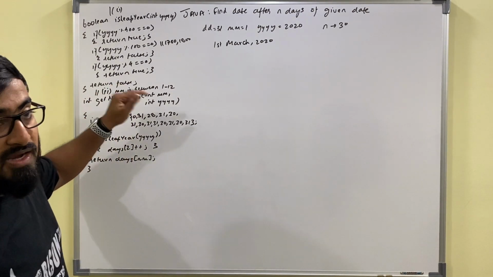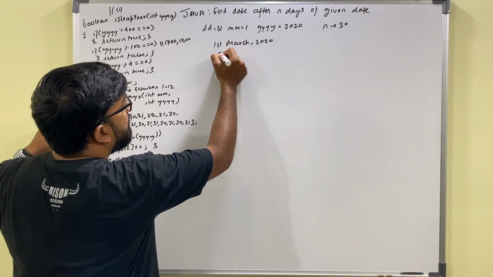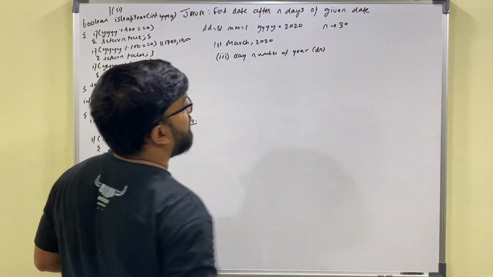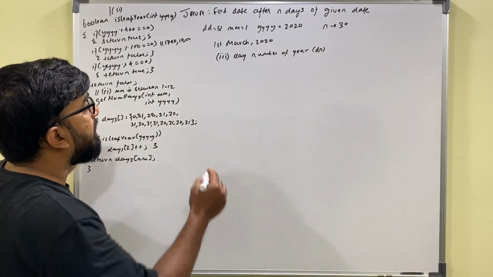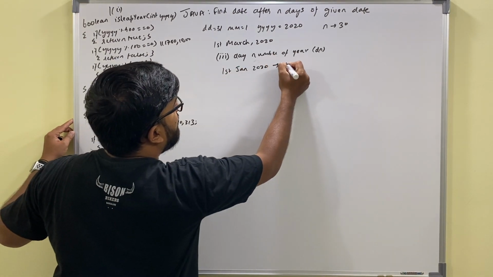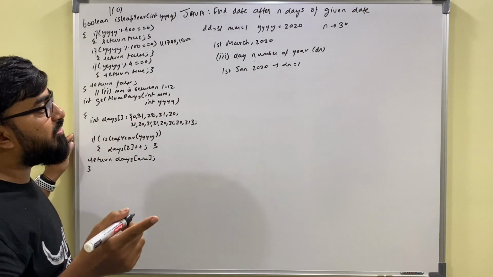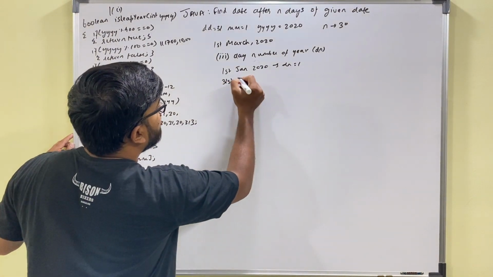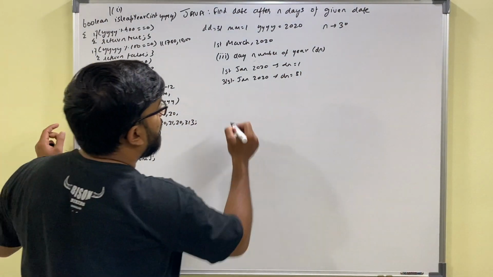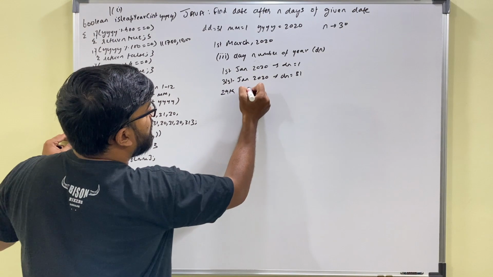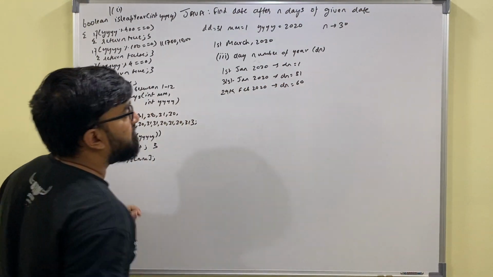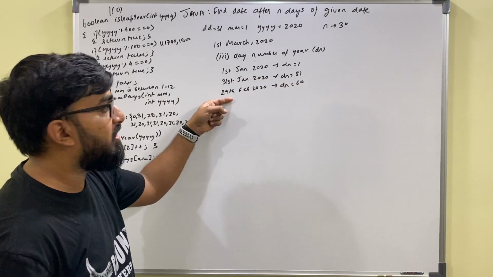Now I introduce something called day number of year. In short, I'll call it DN. Day number of year is self-explanatory. So 1st Jan 2020 will have day number equal to 1 because it's the first day of the year. 31st Jan, our day number in this case is going to be 31. 29th Feb 2020, because 2020 is a leap year, day number is going to be 60. 60th day of this year is 29th Feb.